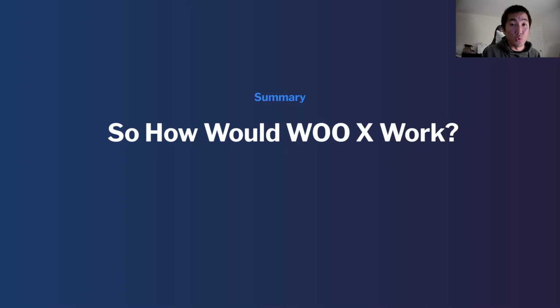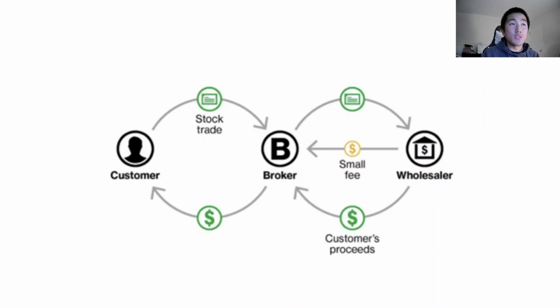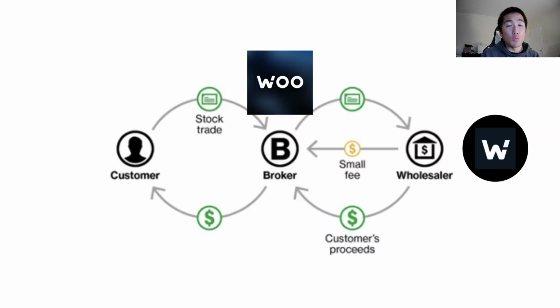So how would WooX work? Well, the answer is simple. It's literally the same thing. Take the same exact diagram as I showed you for Robinhood and replace Robinhood with WooX, and Citadel with the dark pool.